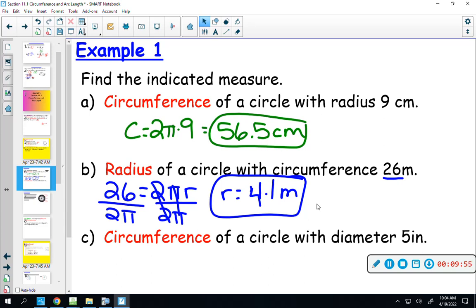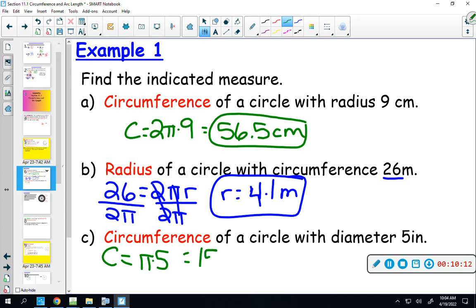Okay, all right, I got it. This time I'm going to use the pi d version because they give you the diameter. So I'm going to do pi times diameter. And of course, you know that's times between them, so just punch that right into your calculator. And again, I rounded to the tenth. They looked at it there, 15.7. And I'm going to throw a label on, we're in inches.